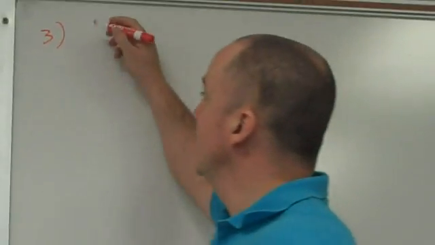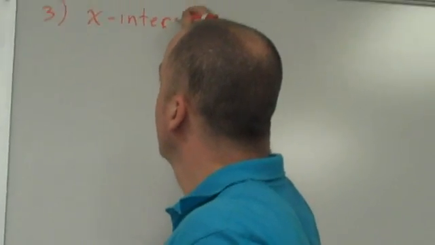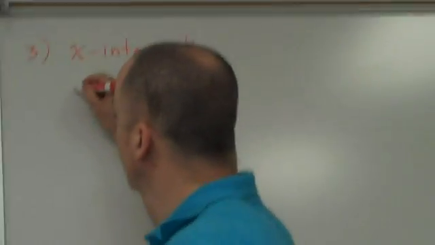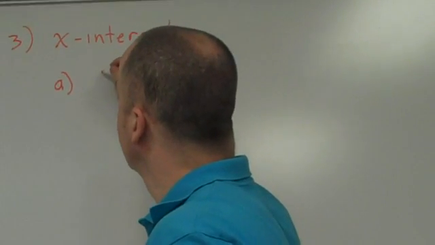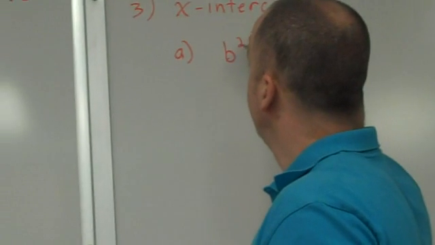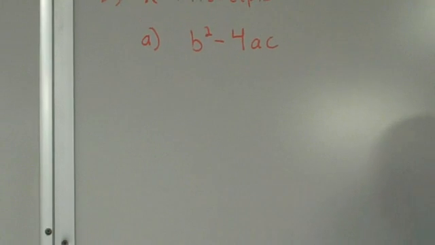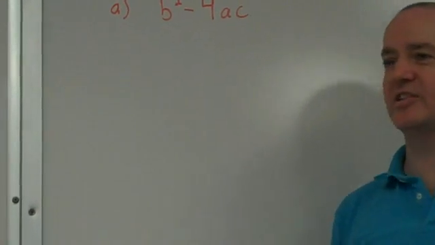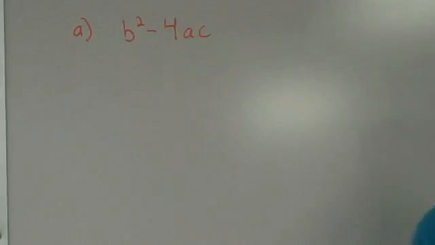Okay? Now, 3. X-intercepts. Now, this has a couple of sub-questions to it. Part A. You're going to find b squared minus 4ac. Who remembers what that's called? Discriminant. This is the discriminant, right? You're going to use this to find out if there are any x-intercepts at all. Maybe there's none and you don't have to worry about it.